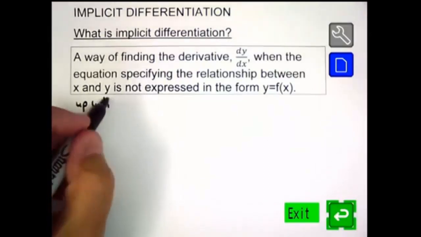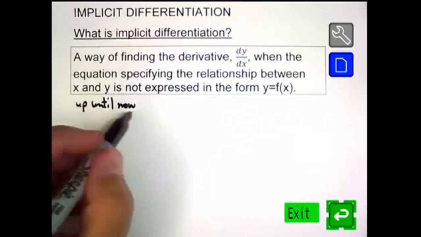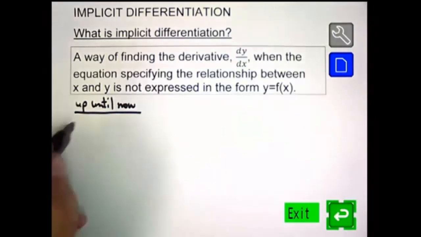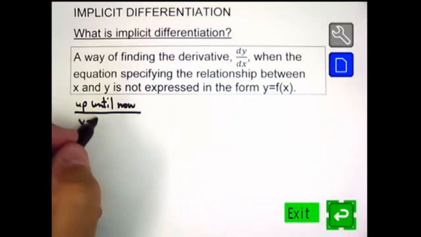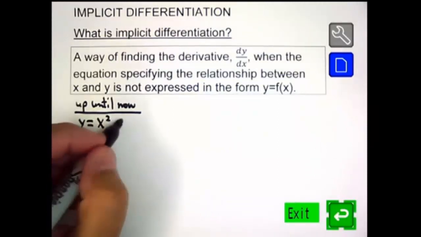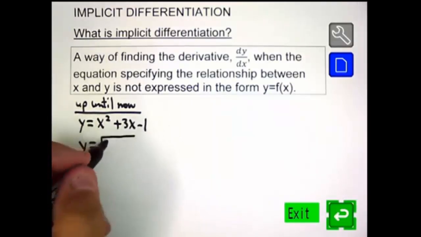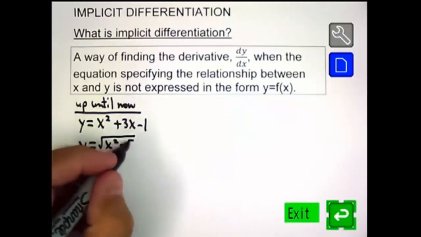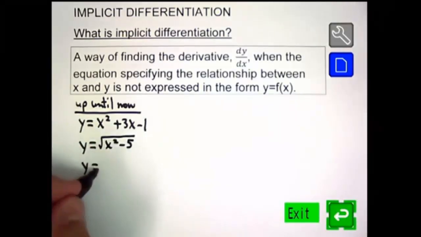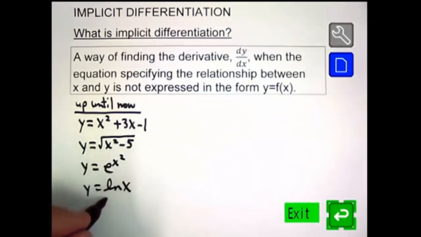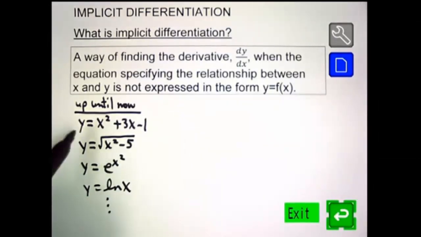Up until now, before we started talking about implicit differentiation, when you were asked to take the derivative, the one thing that all the exercises had in common is that you always had y equal to something. In other words, the equations were always solved for y. And our derivative rules made that assumption as well.